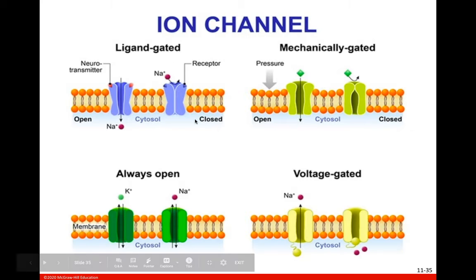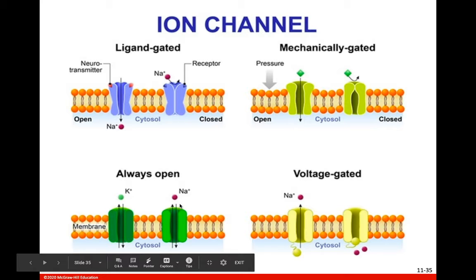Okay, so this is just kind of showing you all of them. Here's your leak ion channels. Again, always open, allowing potassium ions out of the cell, because remember, they're diffusing out because there's more potassium inside, less outside, so the potassium diffuses out.